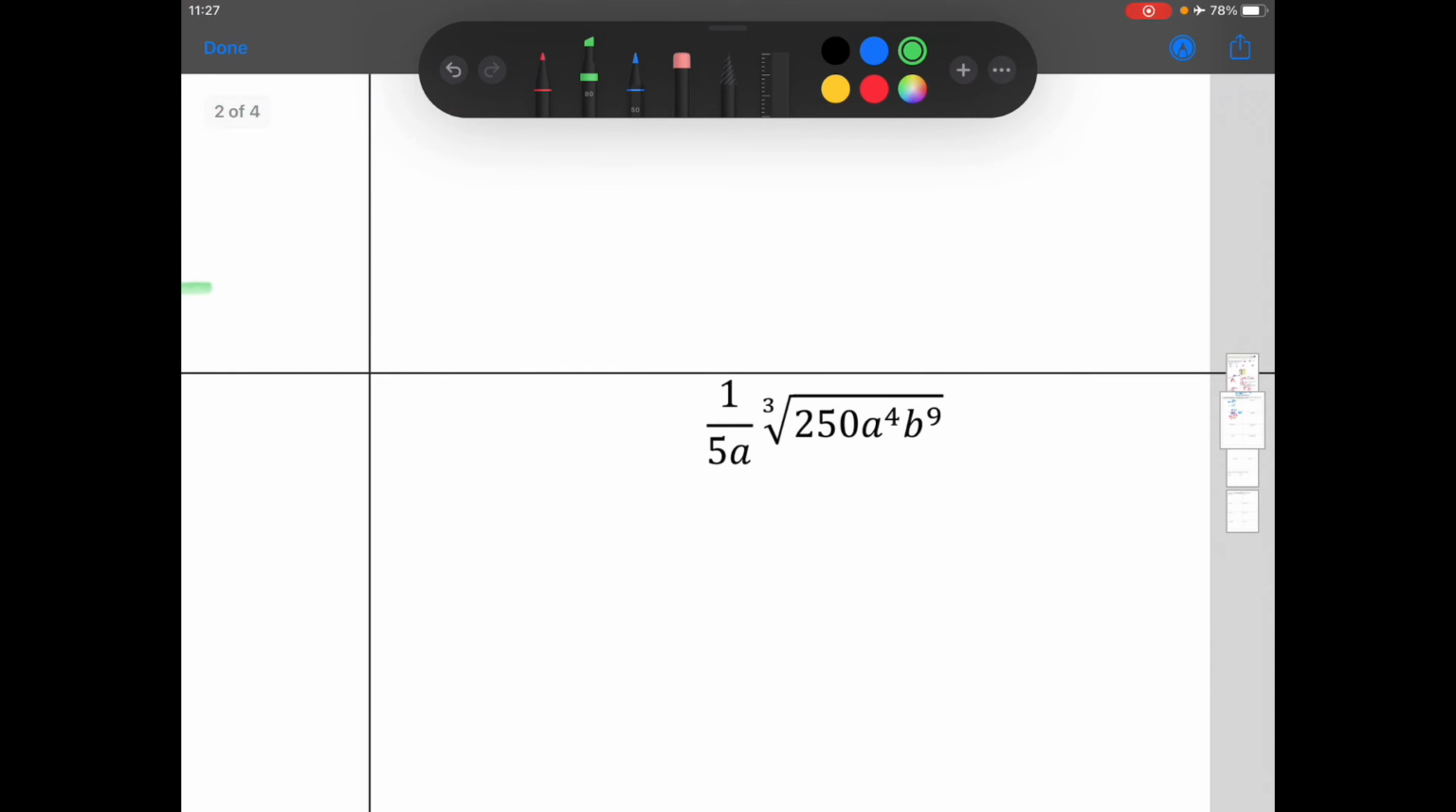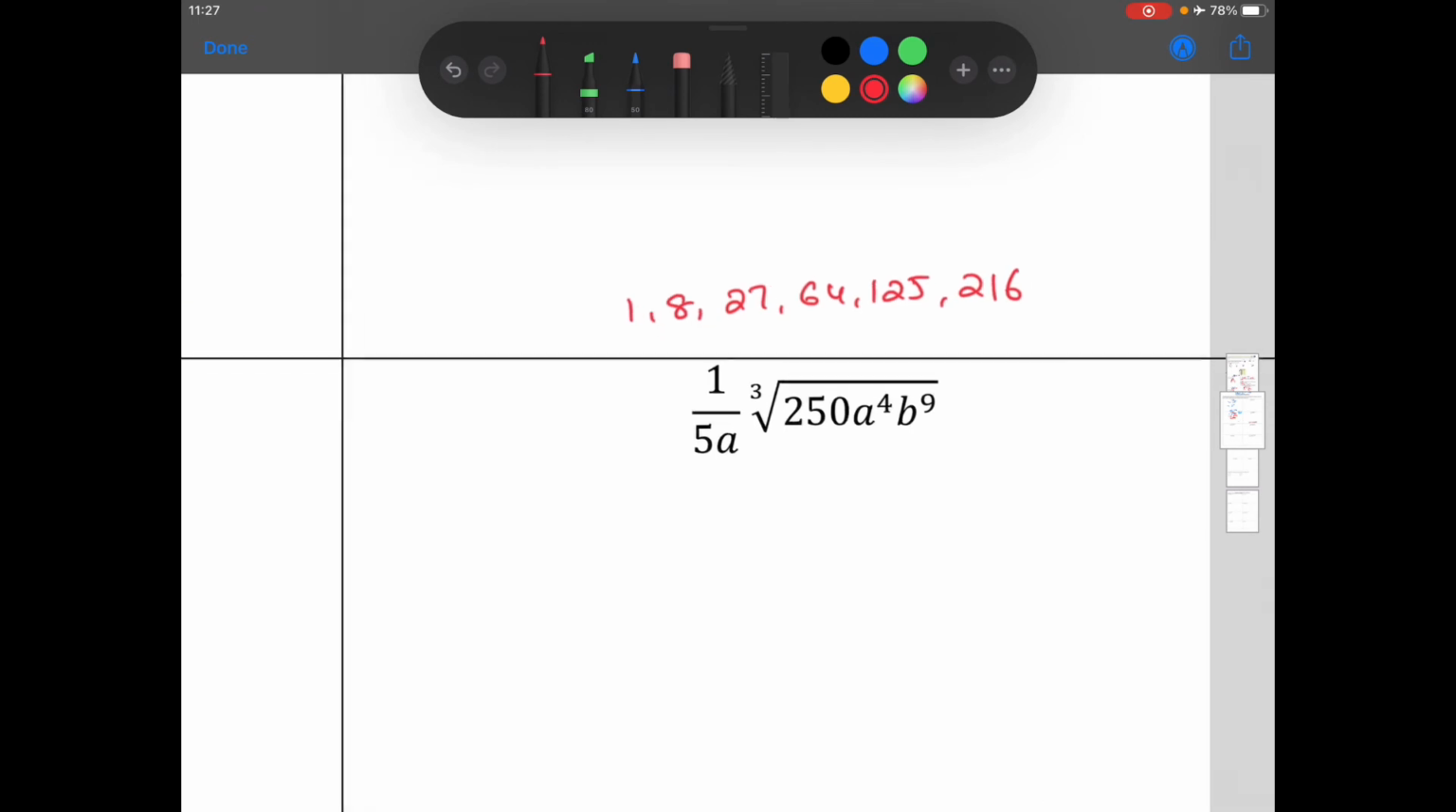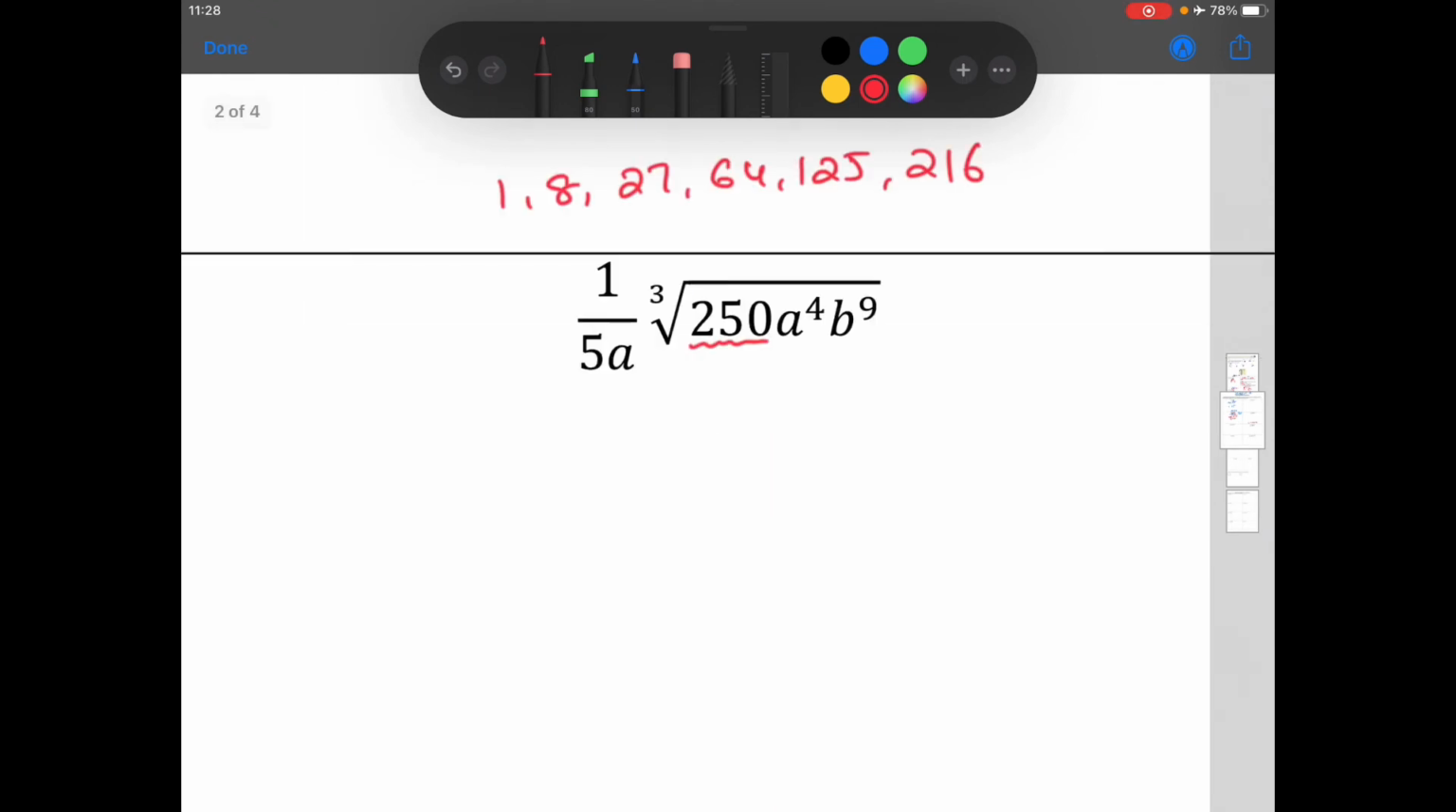Okay? Now, the next one I want to do is this question. 1 over 5a cube root of 250. Again, I'm going to write out my cubes. 1, 8, 27, 64, 125, 216. So again, 250 did not make my list, right? And what's half of 250? 125. So I'm going to rewrite it as 1 over 5a cube root.